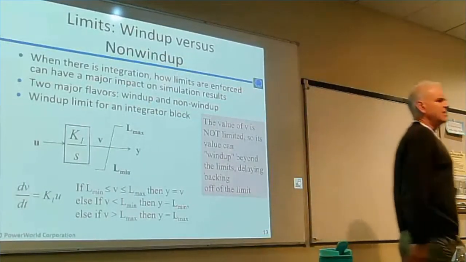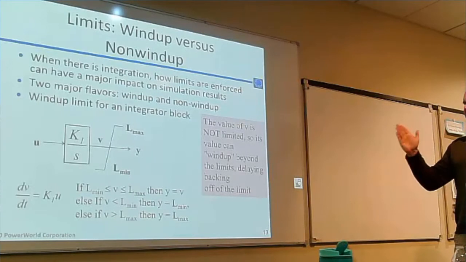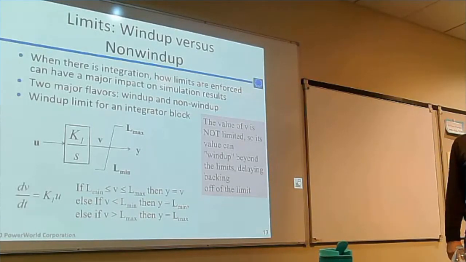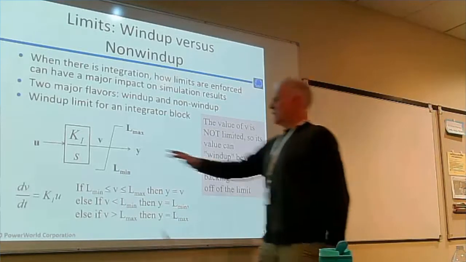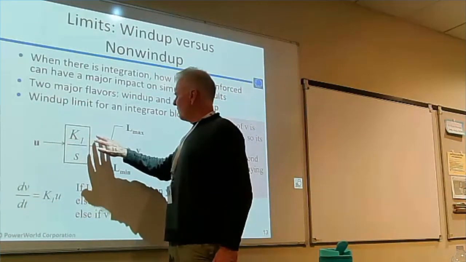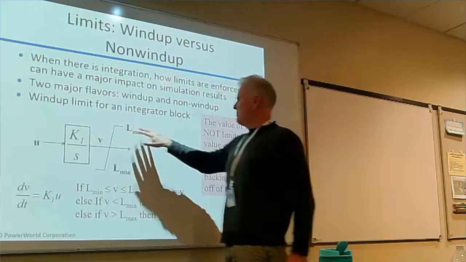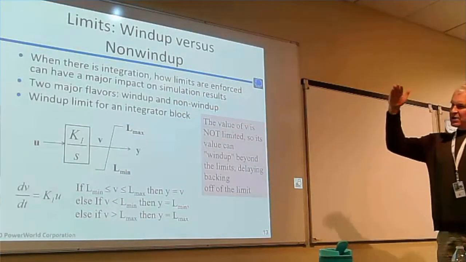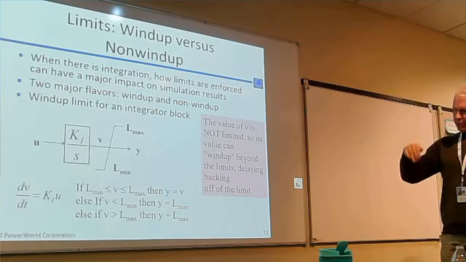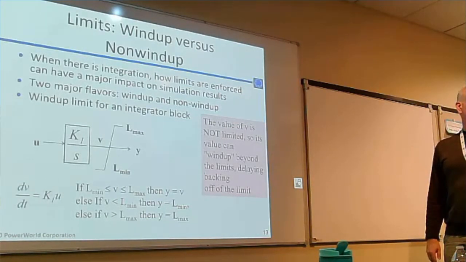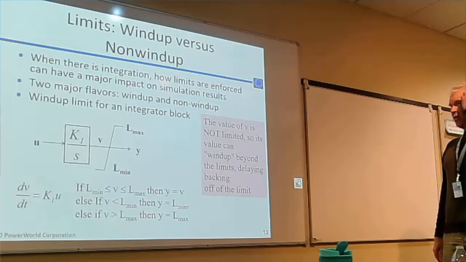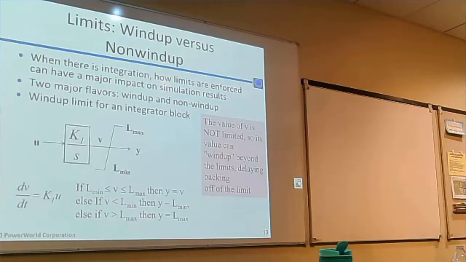Where that makes a difference is in how quickly you back off a limit. If you're integrating some input and V is very large, the output might be limited by L max. When U goes negative, the output is not going to change for quite a while. Usually we don't physically have too many of these; usually we're going to be doing a non-wind-up limit. But if you have one like that, it's represented as a wind-up limit, and it can take a long time to back off the limit.